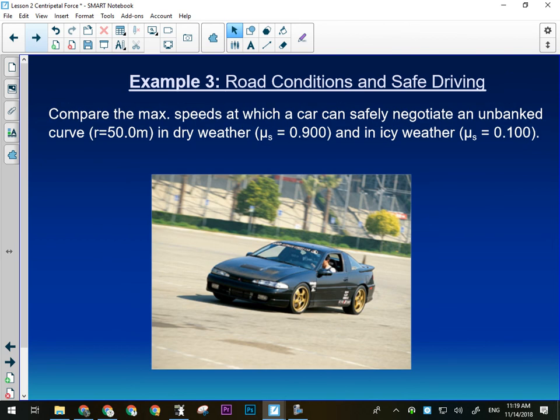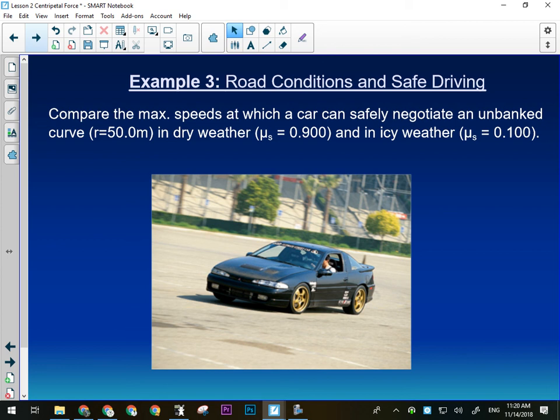All right, I want you guys to try this one here. Compare the maximum speeds at which a car can safely, oh, sorry, we've got to go over this. I haven't shown you how to do this yet. So we want to look at the maximum speeds a car can negotiate an unbanked curve in dry weather, where there's lots of friction, and icy weather, where there's 1/9 the friction. We have a coefficient of friction in dry weather of 0.9, and in icy weather of 0.1.